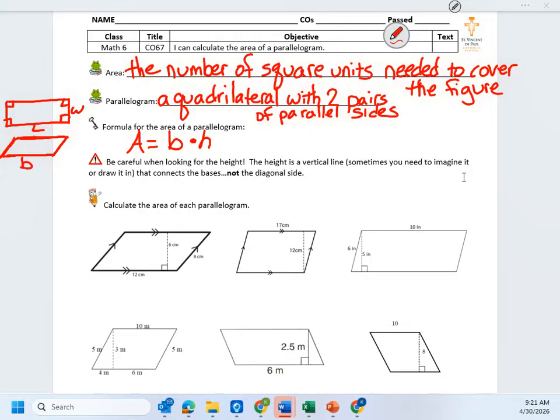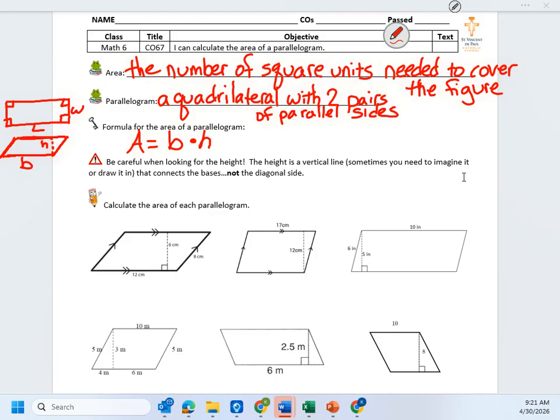And then our height, like a triangle, the triangle goes from the base to the tip of the triangle. For the parallelogram, it goes from the base to the top. So we go from here and we go straight up to that top line. That is our height. So the height goes from the base to the tip, from the base to the top. No slanty sides.